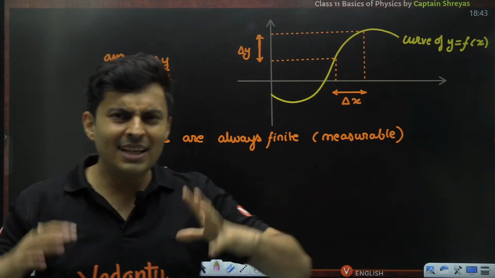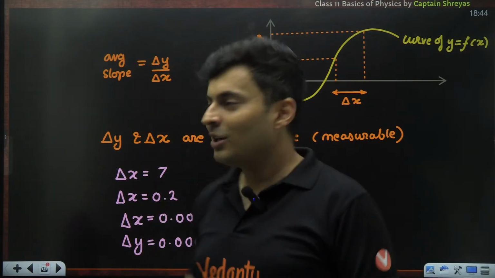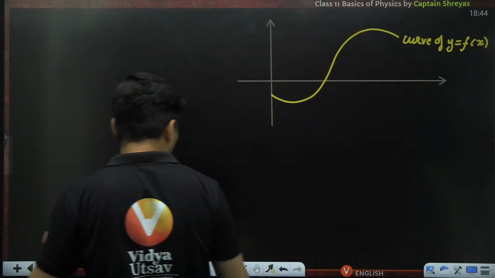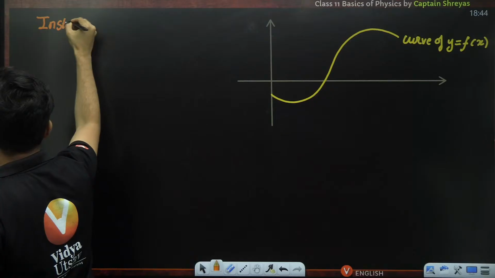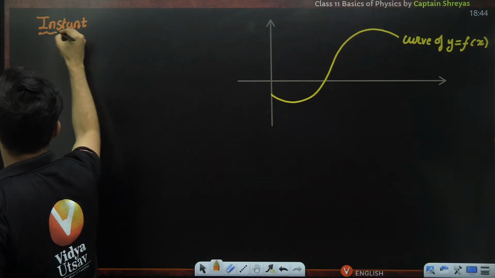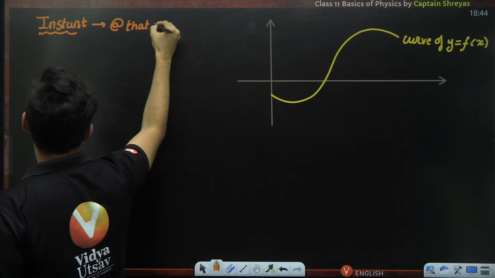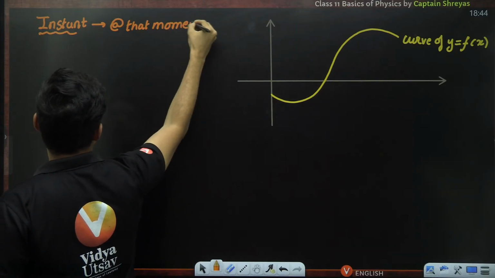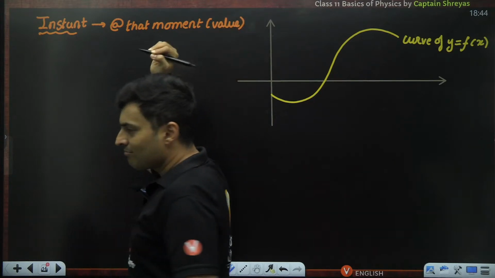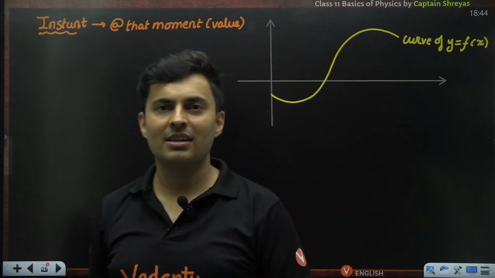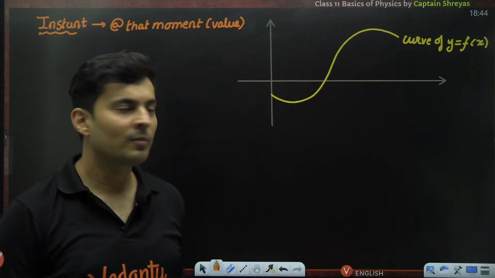instantaneous slope. When I say instant means what? At that moment, right? So when you hear that word instant, instant coffee, what does that mean? It is at that moment, or at that value, or at this place exactly. I'm not interested in a range, but at that value.